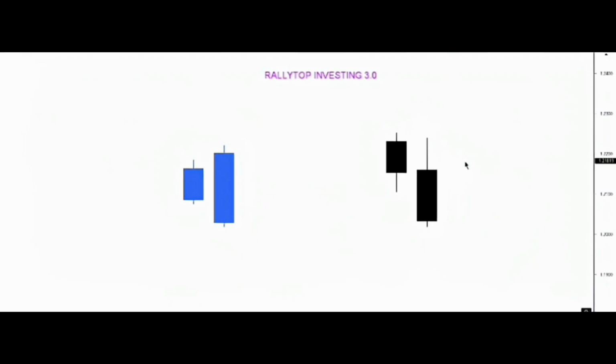The strategy uses the daily time frame candlestick, the 1H time frame and the 5M time frame. I'm going to show you how you are going to combine these three time frames together to have a high probability setup in the market.